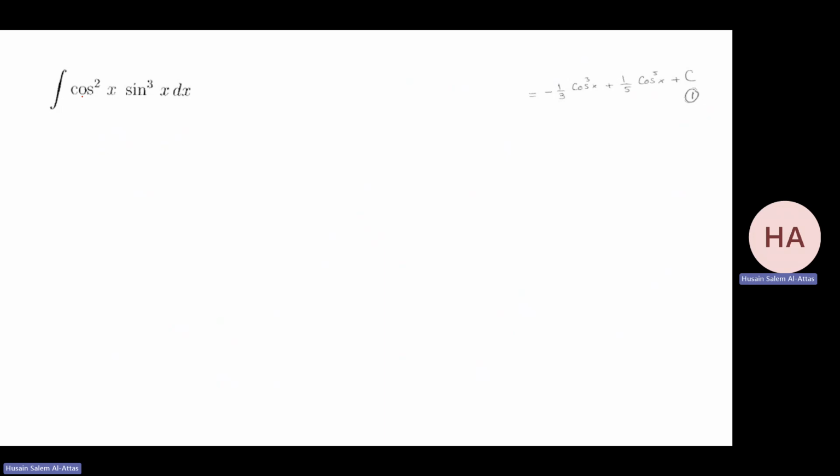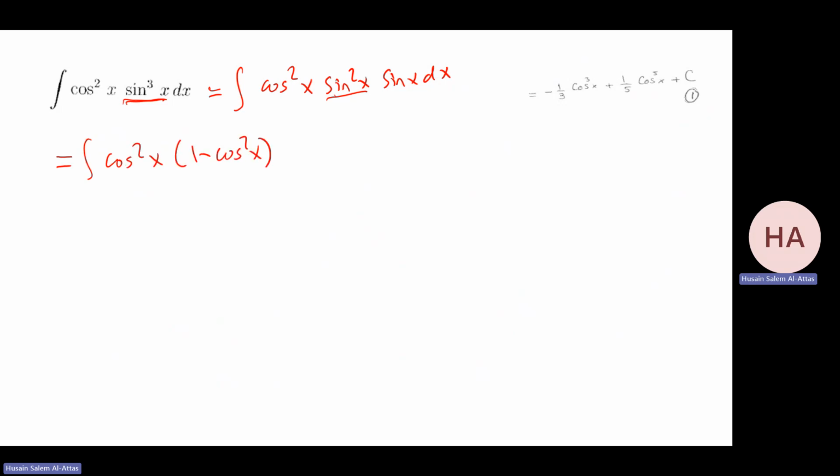This is an easy one. I have sine odd. I need one to be an odd power. That will be cosine squared, sine squared, sine x dx. So I need to change this into cosine. That will be cosine squared times 1 minus cosine squared x, then sine x dx. I will let u be cosine x. Du will be minus sine x dx.